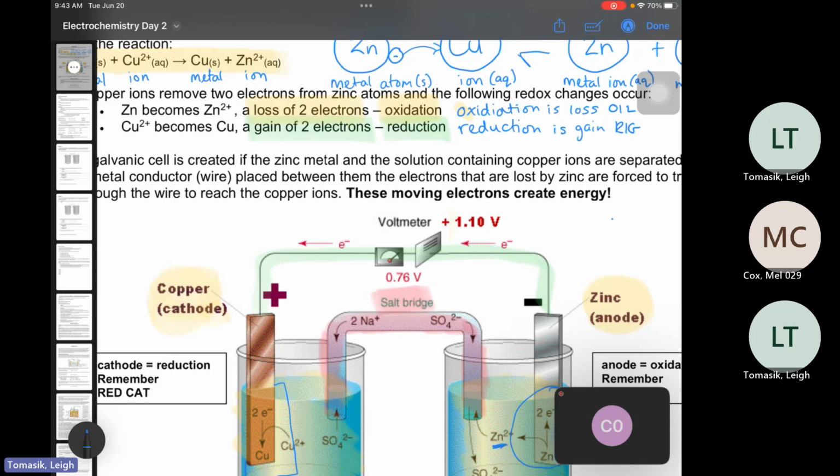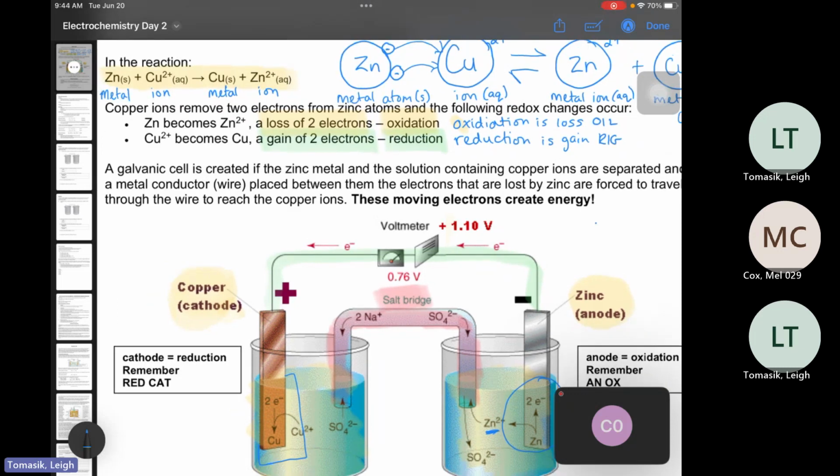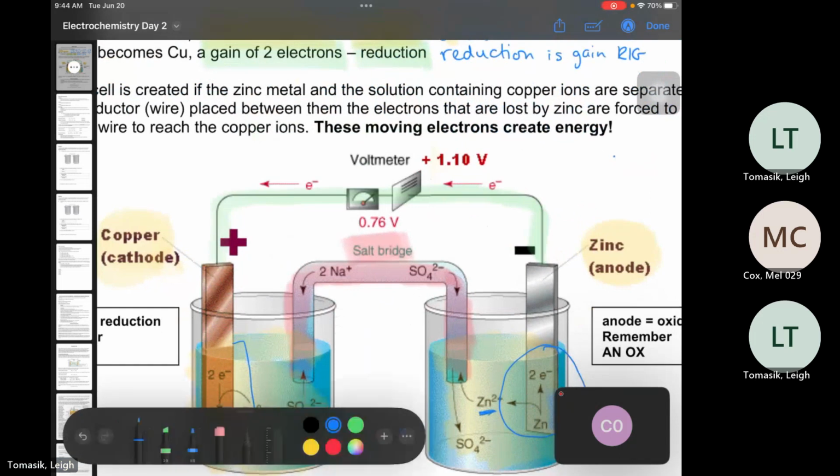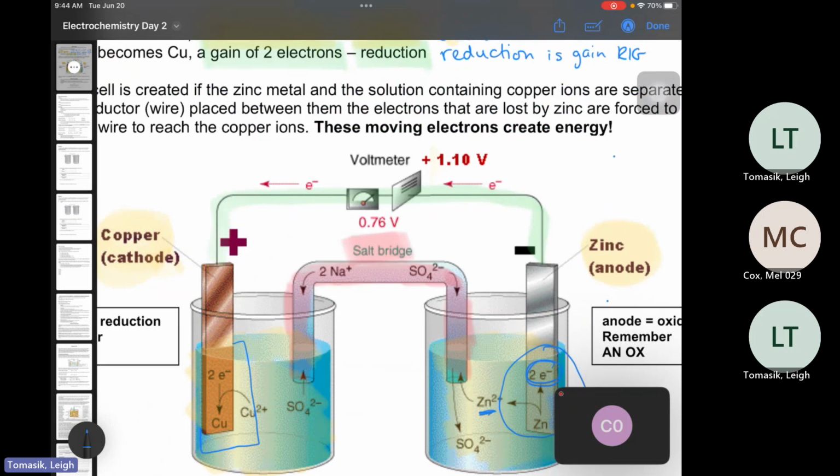Or it can happen to metal, right? We usually call that corrosion. Corrosion is the metal that rusts over time. So a galvanic cell is created if the zinc metal and the solution containing the copper ions are separated. So what happens is, okay, at the zinc piece of metal, it loses electrons, okay? And at the copper piece of metal, it gains electrons.